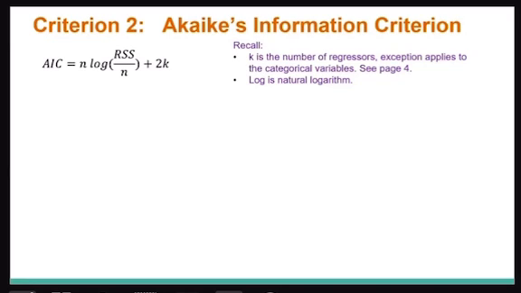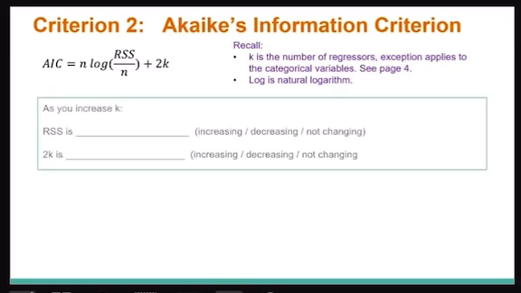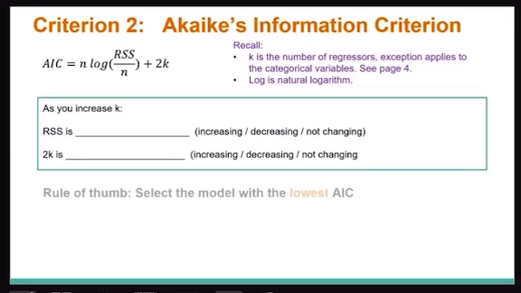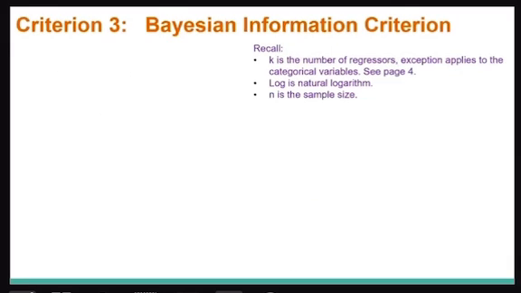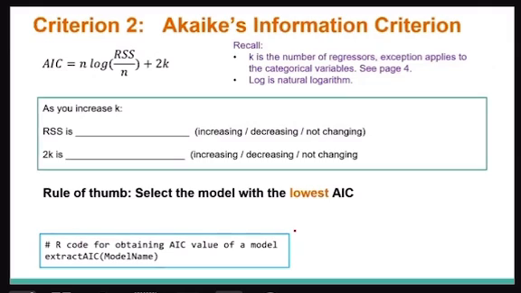Very easy to compute, right? The moment you have RSS, what is your N? Number of observations. What is your K? The number of regressors. Now, you can also answer that question, but I'm not going to go there right now. The rule of thumb: select the model with the lowest AIC. Now let's go to BIC. Now, let me come back here. Take a look at this.